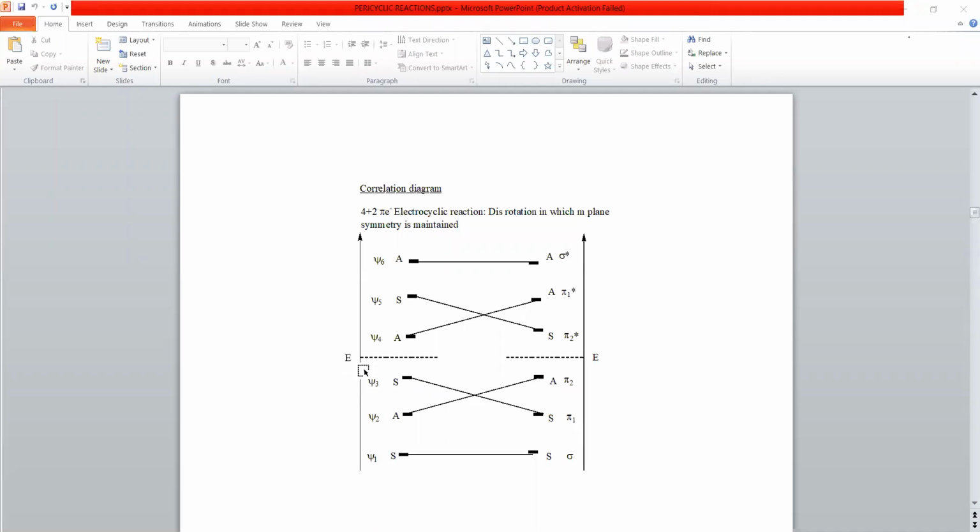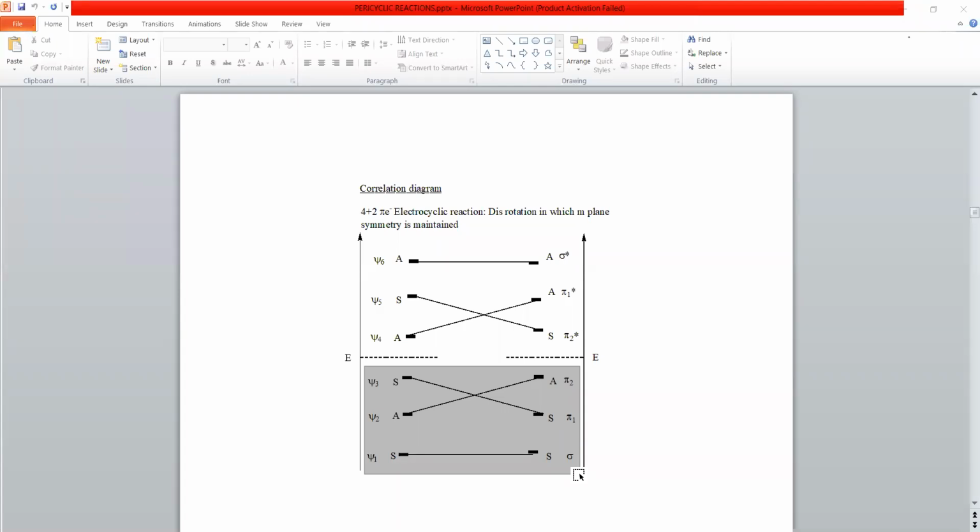So in other words, we can say the ground state orbitals of 1,3,5-hexatriene correlate with the ground state orbitals of cyclohexadiene. Therefore, this rotation in which mirror plane symmetry is maintained is thermally allowed, because the ground state orbitals of reactants correlate with ground state orbitals of the product. Therefore, conversion of cyclohexadiene to 1,3,5-hexatriene by disrotation, in which mirror plane symmetry is maintained, is thermally allowed.